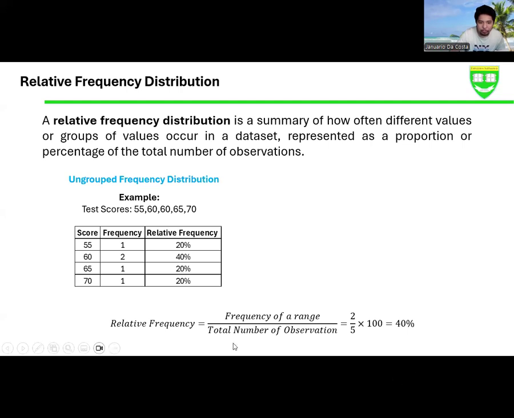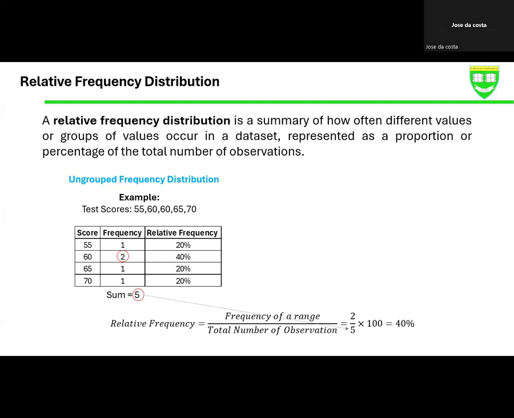For example, 40%. Only 2, because the score of 60 appears twice, so it has a frequency of 2. And then the total sum of 1 plus 2 plus 1 plus 1 is 5. The sum is 5. So this 2 is in the numerator, and the sum is in the denominator, which is the total number. And then you multiply that by 100. That is how you got the 40% over here. That's why you put in the relative frequency over here. Understand? Relative frequency is basically just the percentage. Okay?